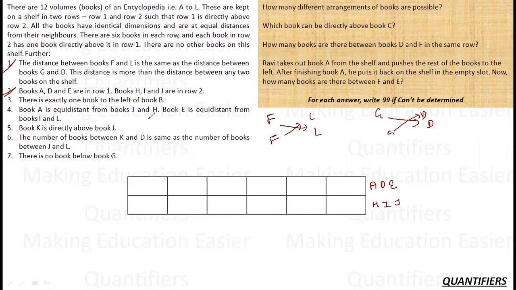There is exactly one book to the left of book B. So book B can be here or here, anywhere. Book A is equidistant from J and H. So A is in the top row, H and J are in the bottom row. A is somewhere here, H is here, and J is here. In this way, they are equidistant. So for H and J, there can be a gap of 1, or there can be a gap of 3. This is how they are placed.